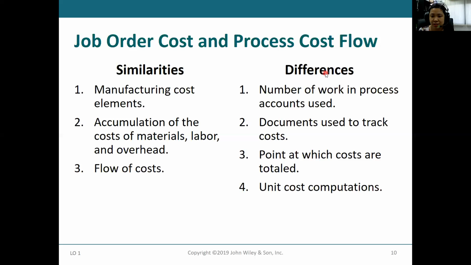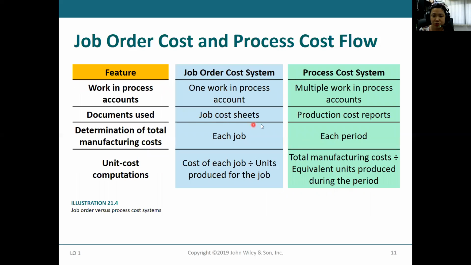But the difference is the number of work in process accounts used. We have one work in process account for job order costing, and for process costing, we have many work in process accounts. Also the documents to track the costs. For job order costing, we use job cost sheets, but for the process cost system, we use production cost reports. And in this chapter, we will learn how to prepare a production cost report.